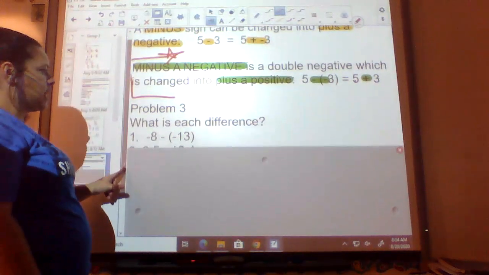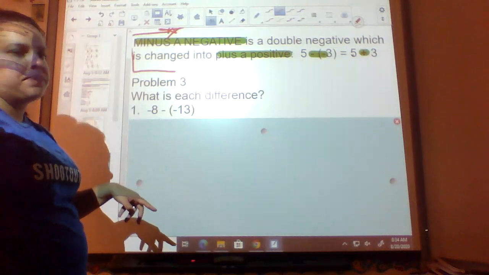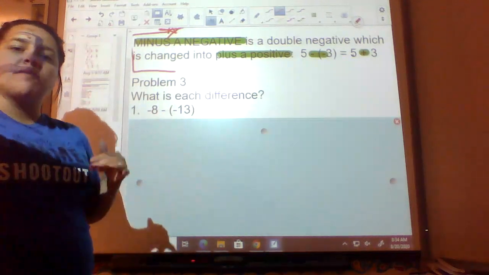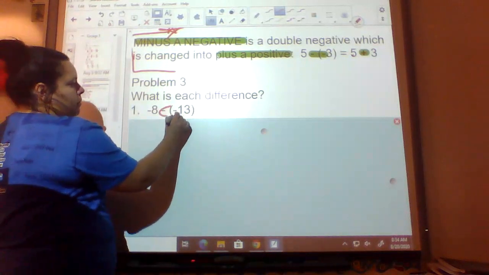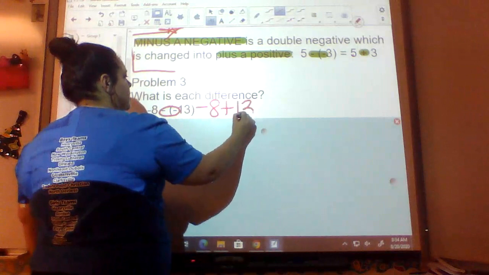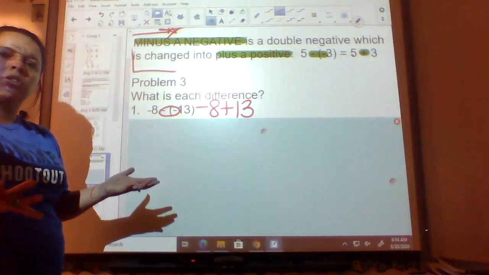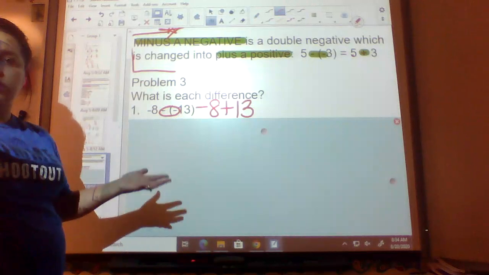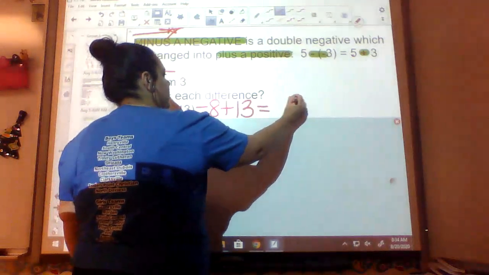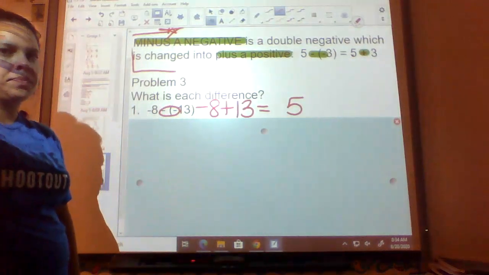All right, so it says, what is each difference? So difference is subtraction, okay? So negative 8 minus negative 13. Whenever you have minus a negative, you need to remember, okay, minus a negative changes that to become plus a positive. So that becomes negative 8 plus 13. And then you can use your rhyme if you're using the rhyme. If you know it, and keep going. But they're different signs, so I'm going to subtract. So 13 minus 8, that's 5. 13 is bigger, so it's positive 5.